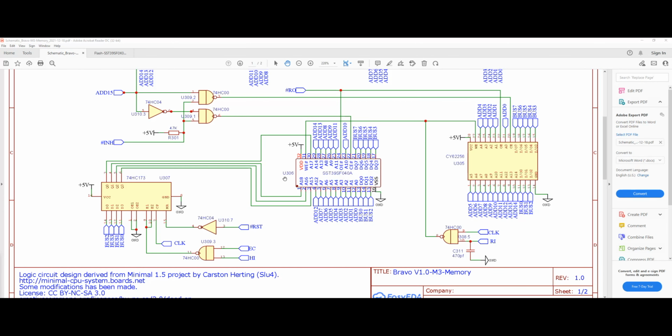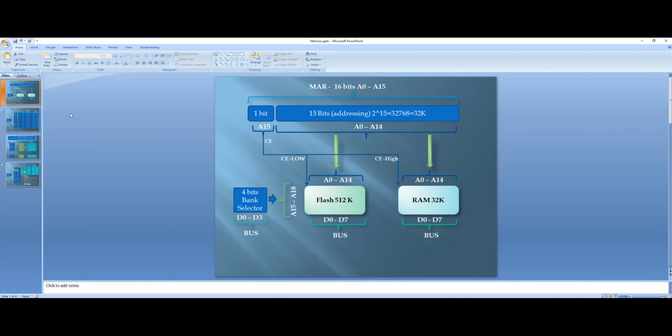All right, so let's have a look at our flash memory circuit and see how it is connected to our memory module. Now, before going through the circuit, I would like to actually use a couple of slides here just to better understand our flash memory, and then we're going to come back to the circuit.